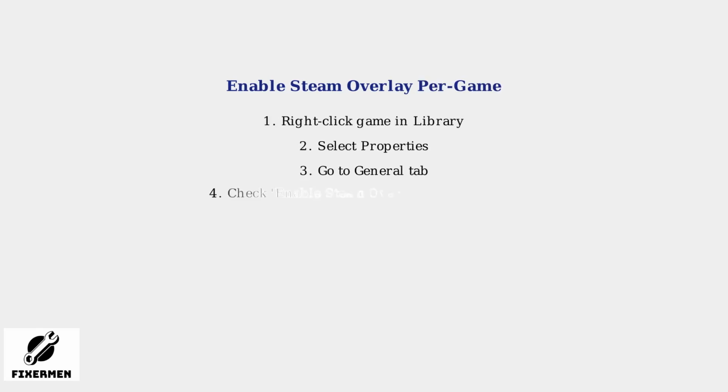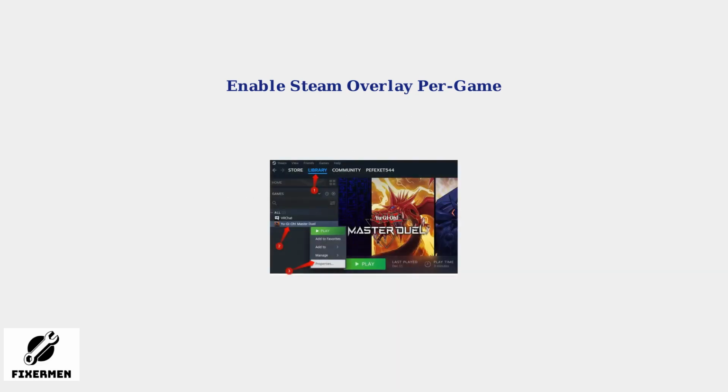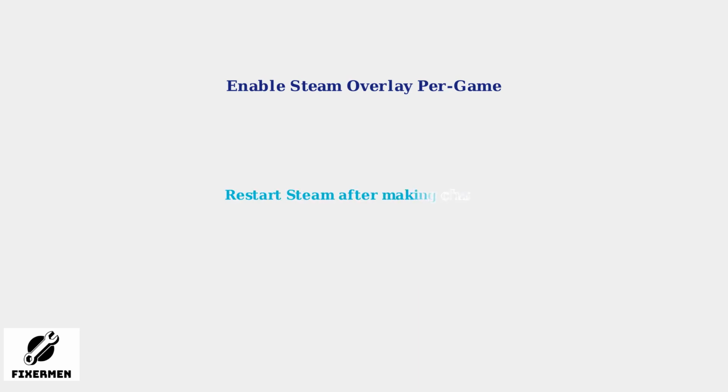Also, verify it's enabled specifically for the game you're playing. Right-click the game in your library, select Properties, and check Enable Steam Overlay while in-game under the General tab. This shows how to access the game's properties from the library. Restart Steam after making changes for them to take effect.